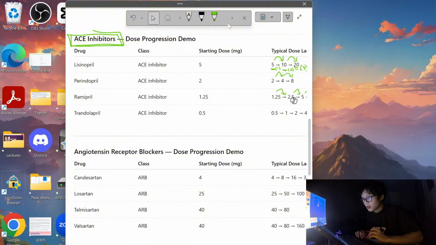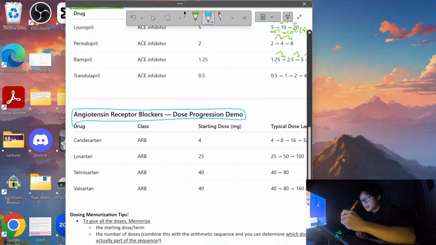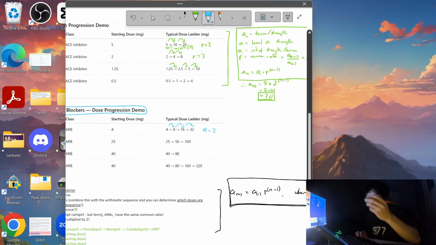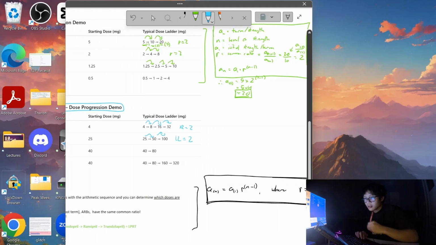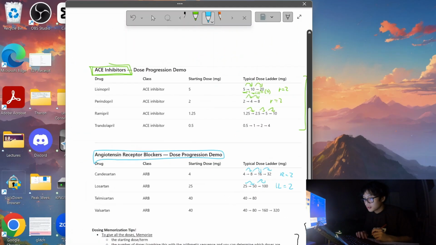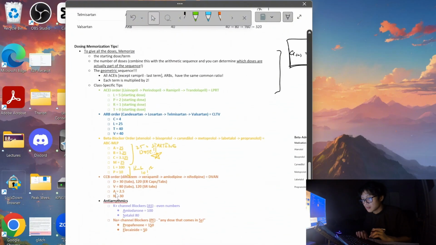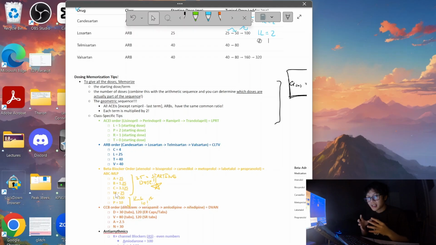See, ARBs, angiotensin receptor blockers also follow the same pattern. Think about it. 4, 8, 16, 32. The ratio equals 2. 25, 50, 100. R equals 2. That's all it is. Drugs just follow a geometric sequence. Or strengths of drugs. The set of strengths of drugs usually comes in the form of geometric sequences. That's all it is.